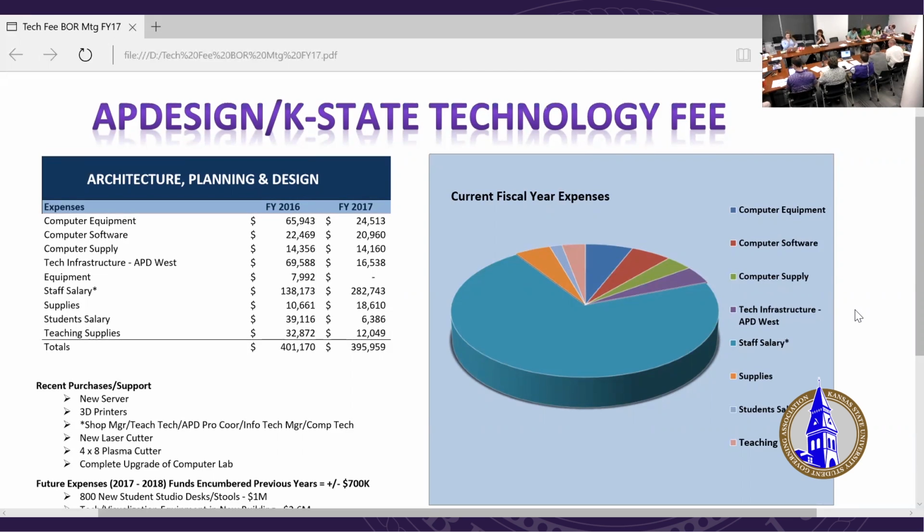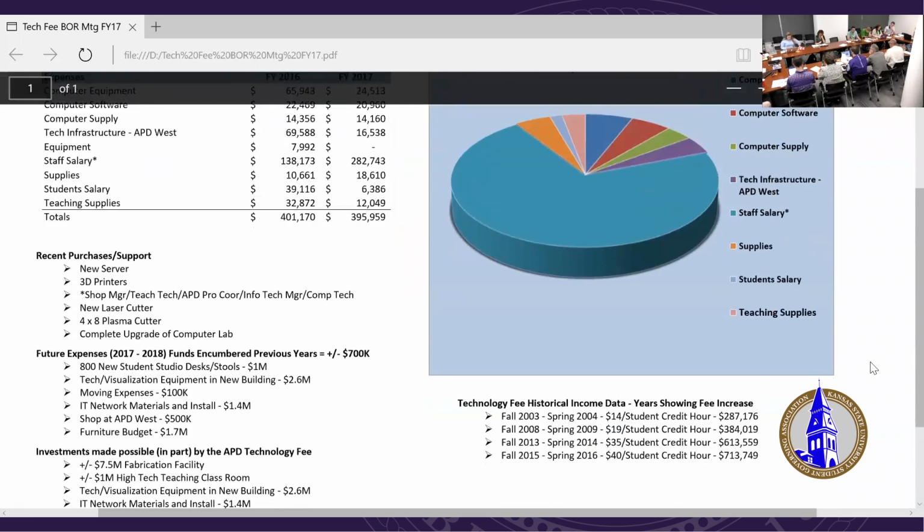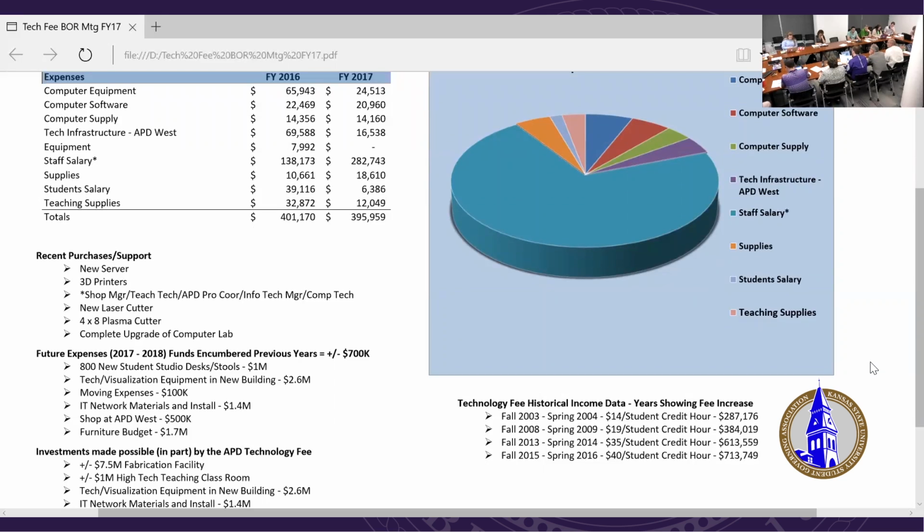I'd like to point out the differences if you go up to FY 2016 and 17. You'll notice that we didn't buy as much computer equipment in 17 as 16. That's because we did the complete upgrade of our main computer lab equipment in 16. You'll also notice a significant bump in staff salary in 2017. And it's no surprise around here that we've had to turn back a lot of money in the last couple of years. Cindy is well aware of that.